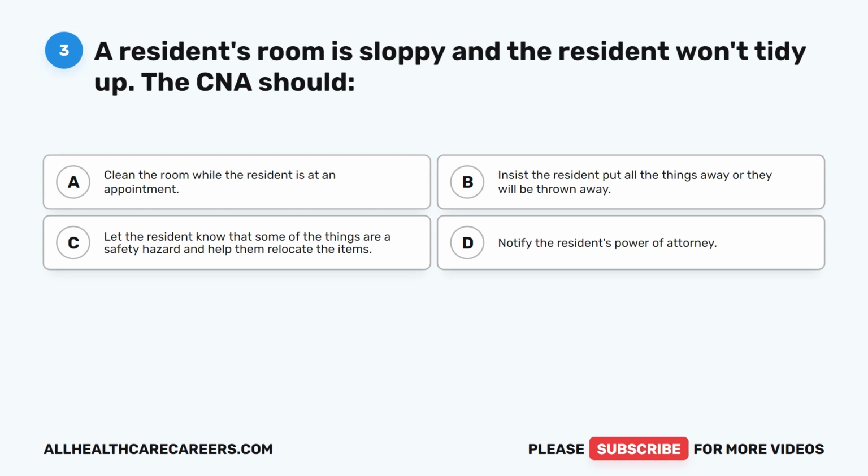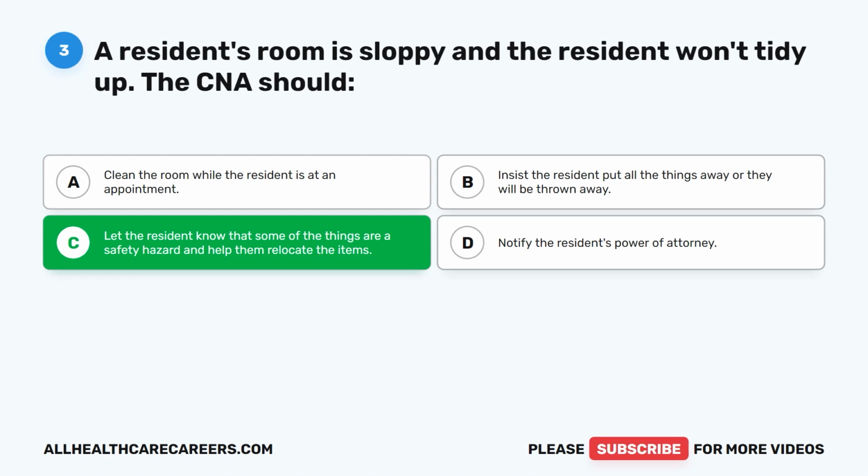Question 3. A resident's room is sloppy and the resident won't tidy up. The CNA should A. Clean the room while the resident is at an appointment. B. Insist the resident put all the things away or they will be thrown away. C. Let the resident know that some of the things are a safety hazard and help them relocate the items. D. Notify the resident's power of attorney. The correct answer is C.